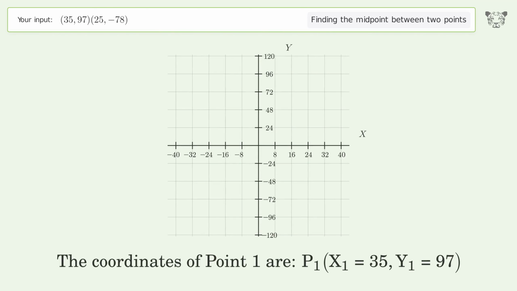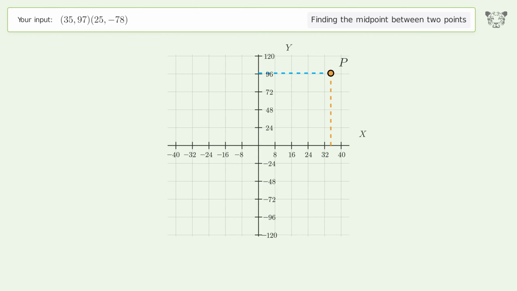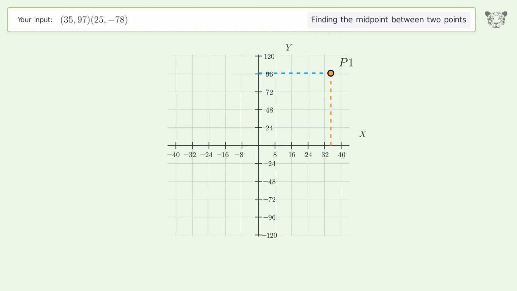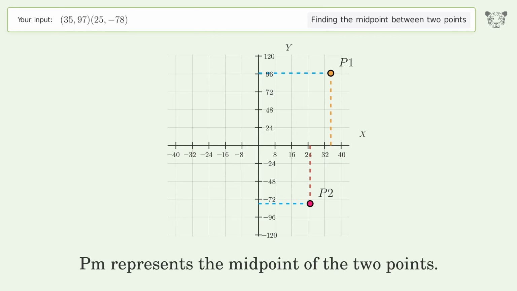The coordinates of point 1 are x1 equals 35, y1 equals 97. The coordinates of point 2 are x2 equals 25, y2 equals negative 78. PM represents the midpoint of the 2 points.